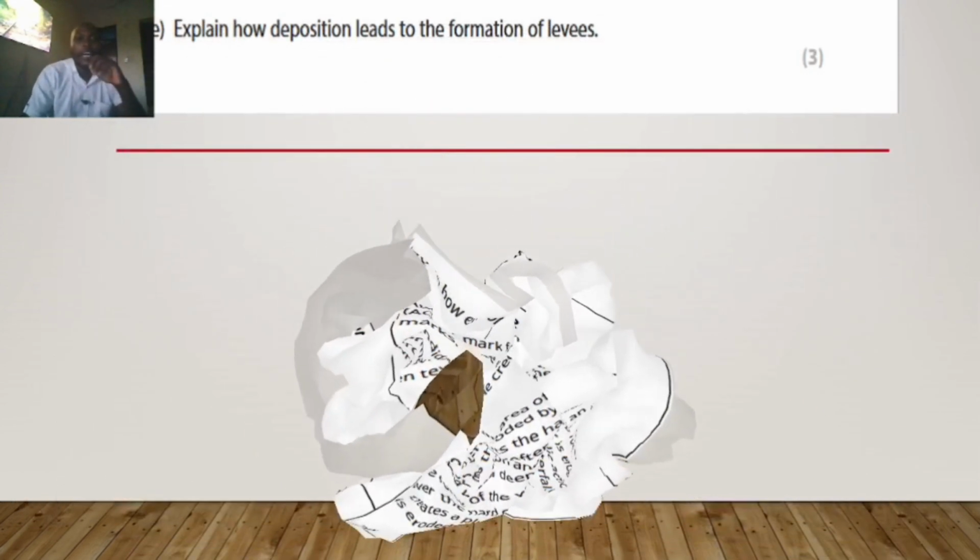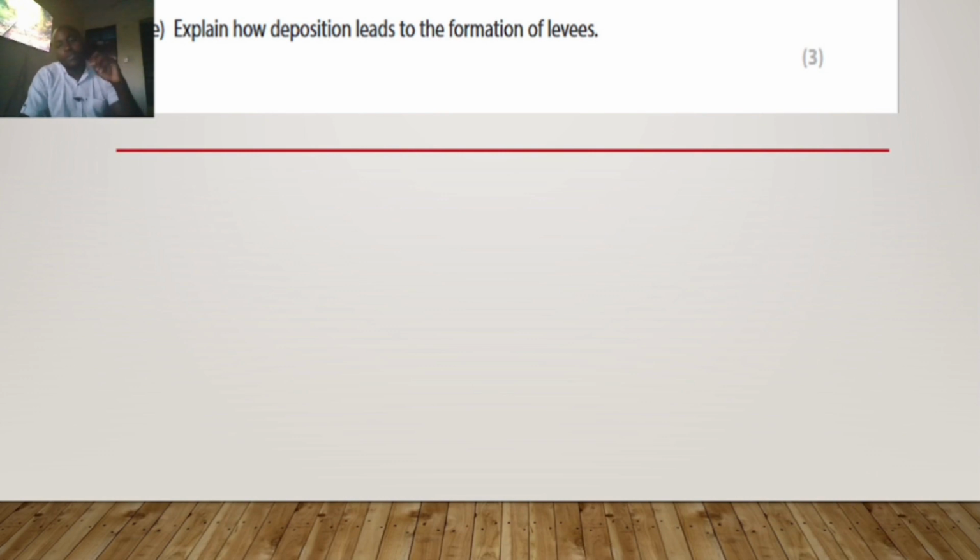I think that's clear. So explain how deposition leads to the formation of levees. Okay, you can explain that. When flooding occurs, the heavy sediment will be deposited just near the banks, and then continuous deposition with time will create those embankments we call levees just near the river banks.